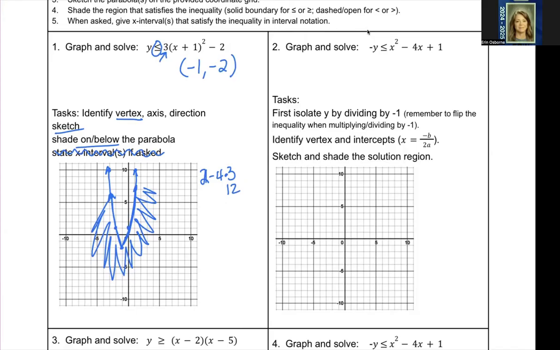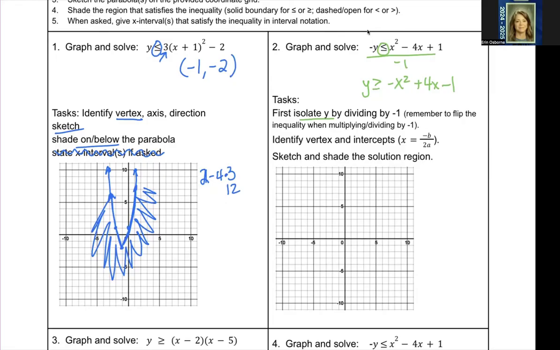Okay, the next one. You have to isolate y first. So if we divide everything by a -1, we're going to get a positive y, a negative x squared, plus 4x minus 1. All signs change, and your inequality flips over. And that has to do with orders going in the reverse order when they become negative. And so everything that used to go forward now has to go backwards. Everything that was greater than now has to be less than.